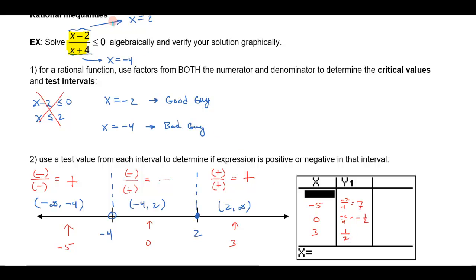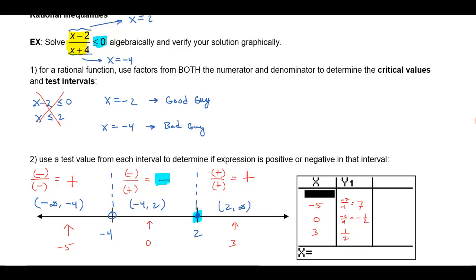Okay, so now I want to know, where is the quotient of those two factors less than or equal to 0? Well, it's less than 0 where it's negative, and it's equal to 0 here at 2. Notice it's not equal to 0 at the other critical point, negative 4, because that makes division by 0.